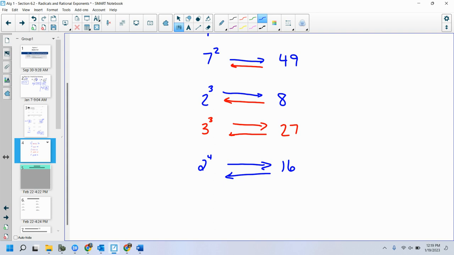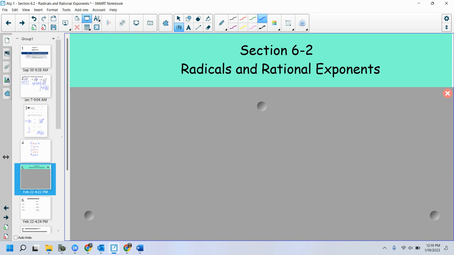And what do we do? Just listen. What are we doing each time? We're trying to find a number that multiplies over on itself this many times to get to the number underneath the radical symbol, right? That's what you're doing here. And that's what we're going to be focusing on today. And we're going to be talking about how it relates to exponents as well.